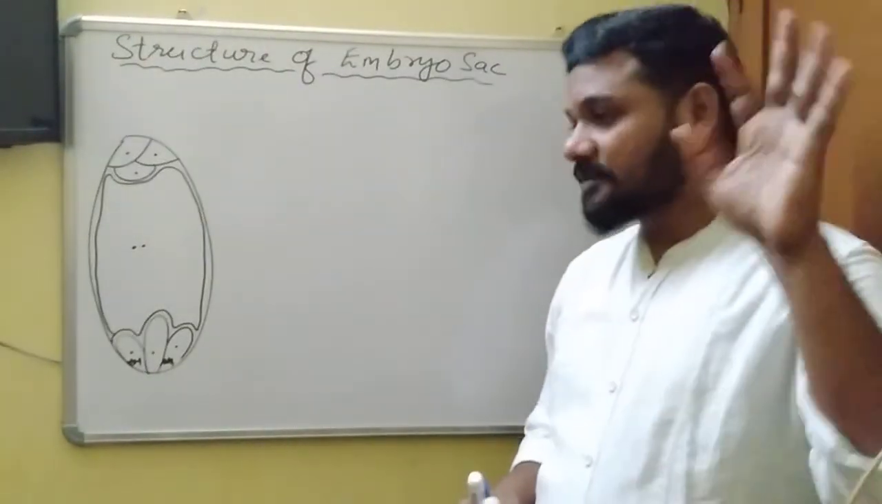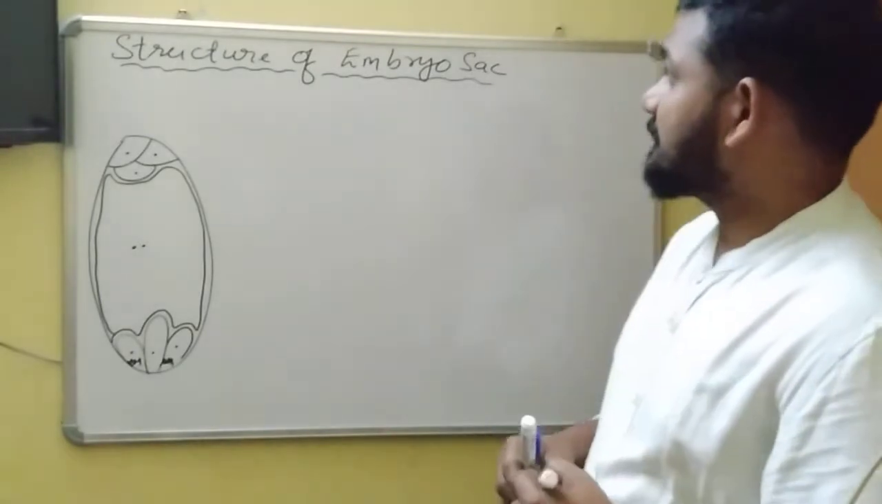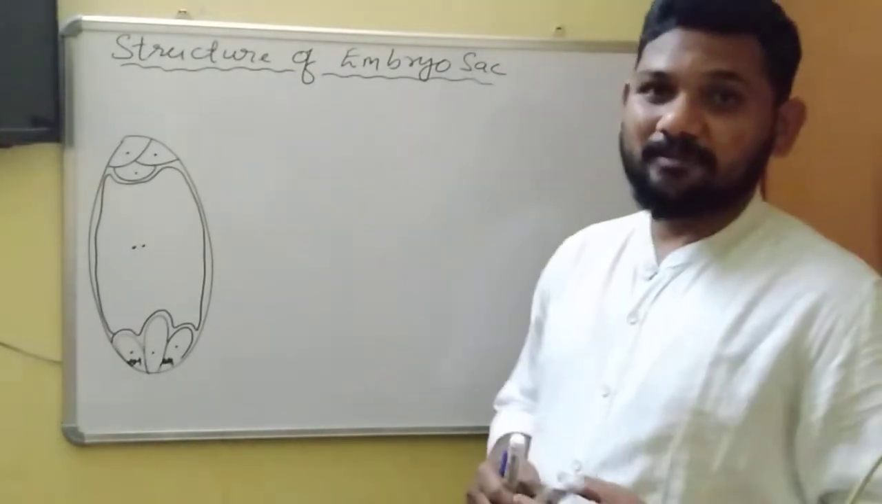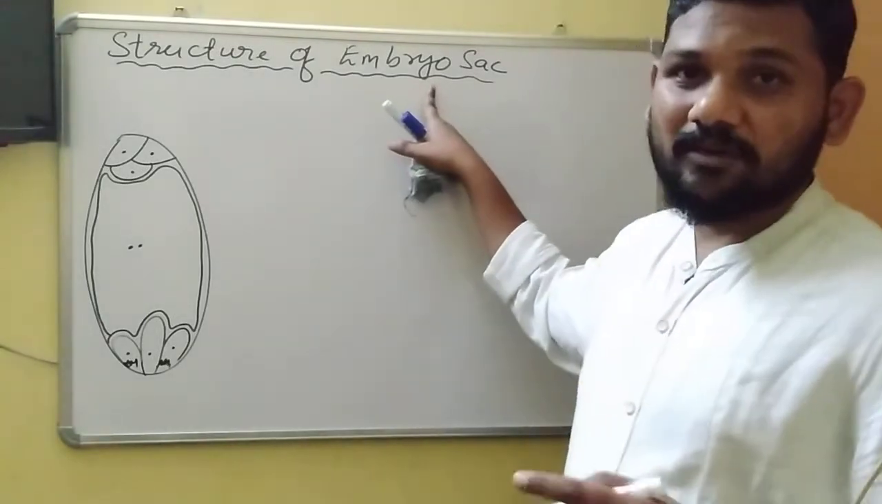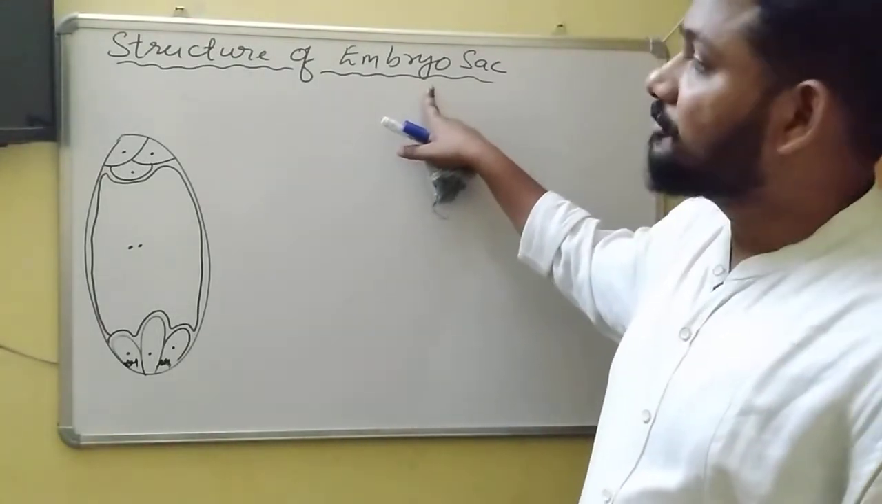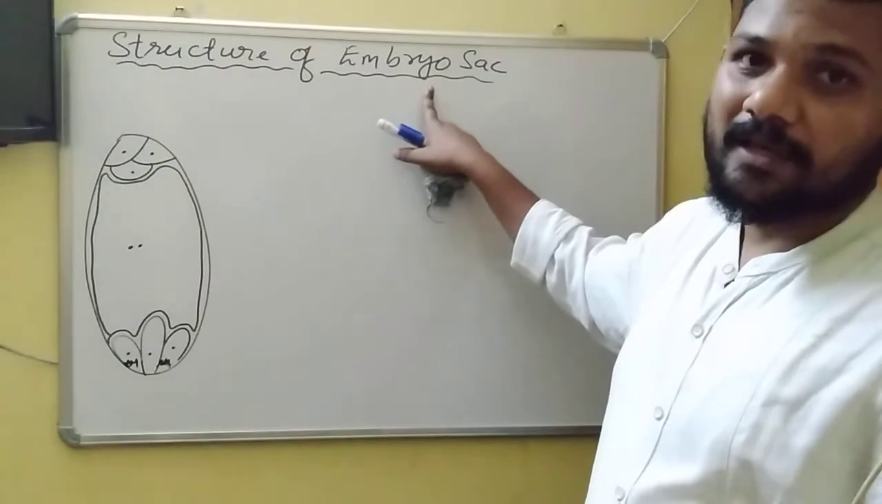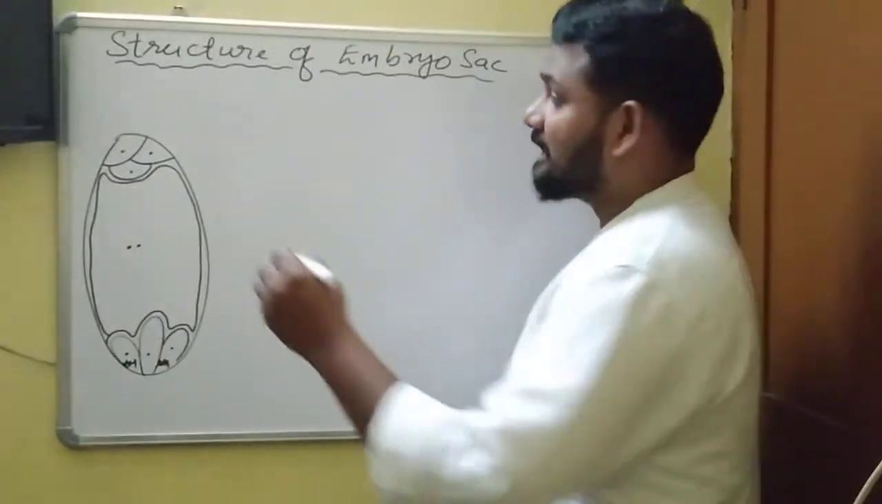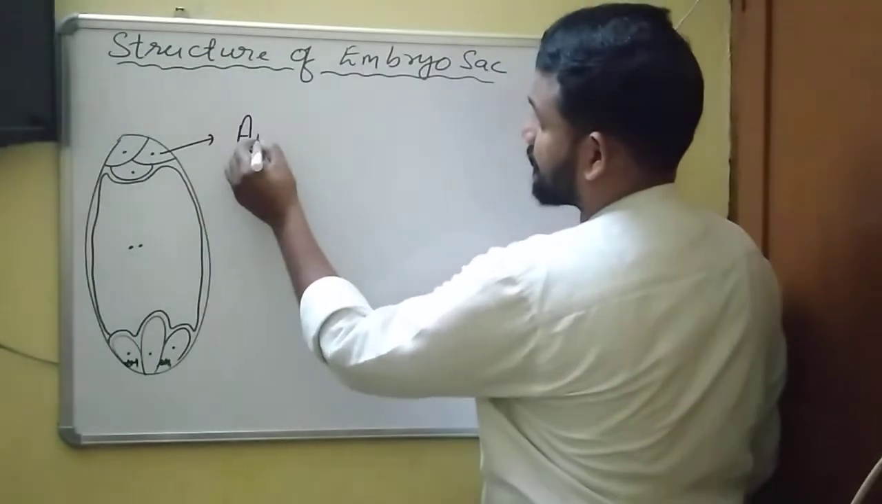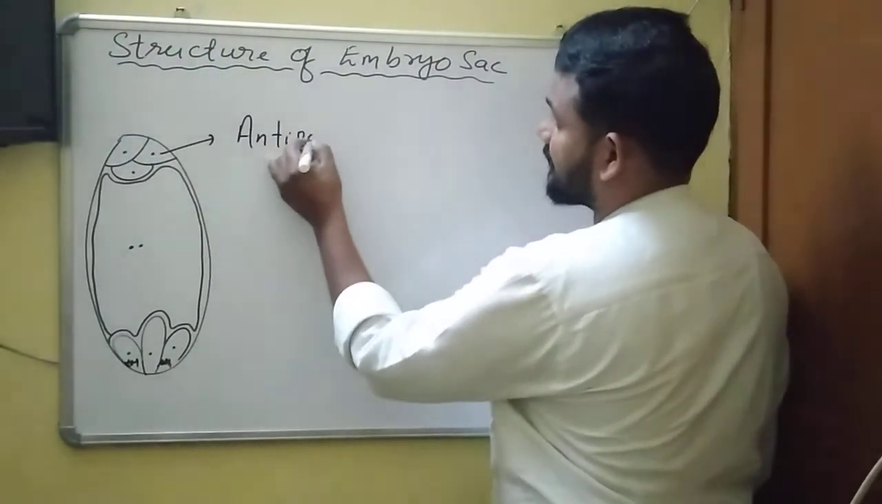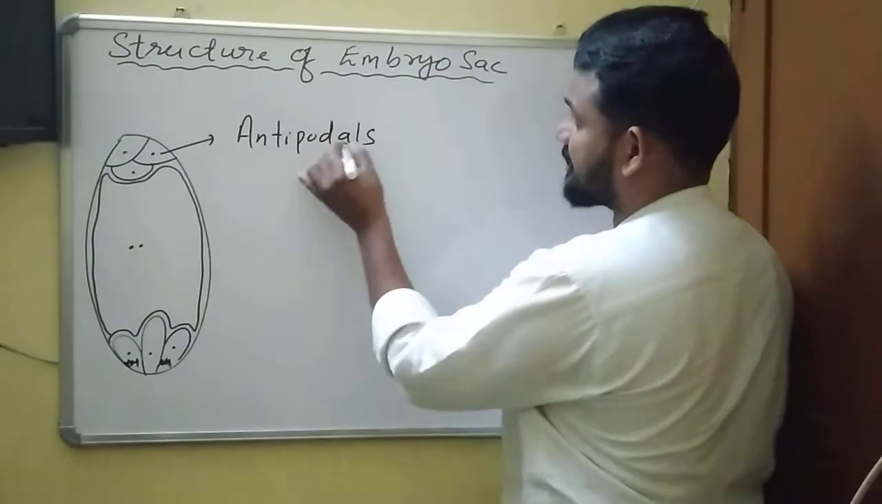In the previous video we discussed the development of the embryo sac. In this video we will discuss the embryo sac, which is also called the female gametophyte. This female gametophyte mainly has three parts. So what are the three parts? There are three cells present.